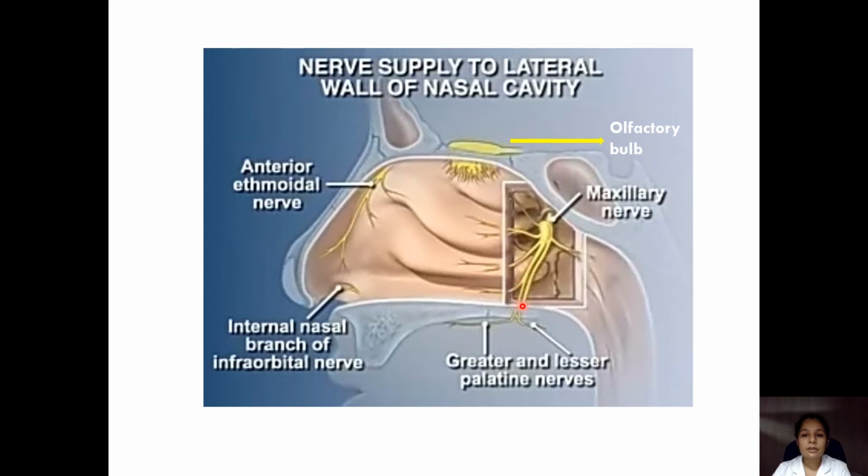The lower terminal branches of the maxillary nerve, that is the greater and lesser palatine nerves, pierce through the greater palatine canal and enter the roof of the mouth or the floor of the nose. There is an internal nasal branch of the infraorbital nerve, which is also a branch of the maxillary nerve. And superiormost, in the region of the olfactory epithelium, there is a supply of the olfactory nerves and olfactory bulb.